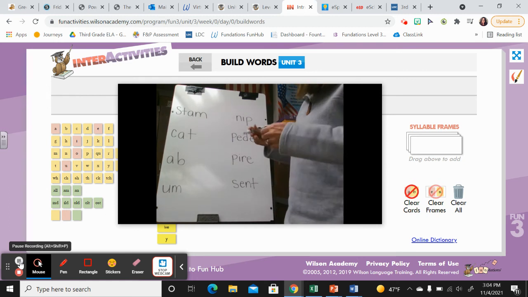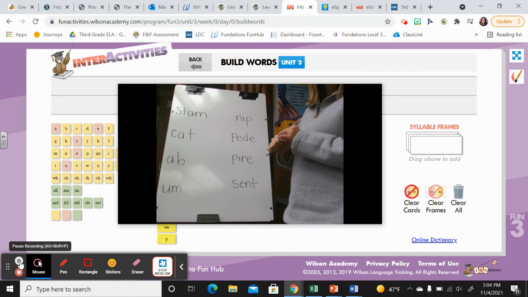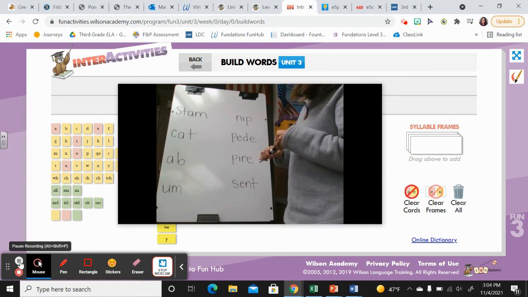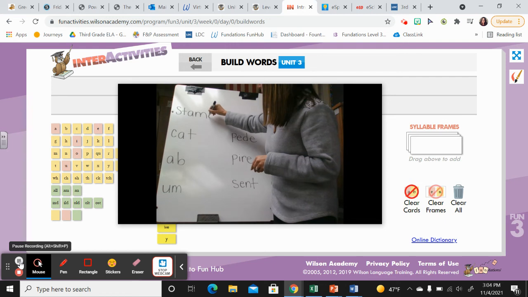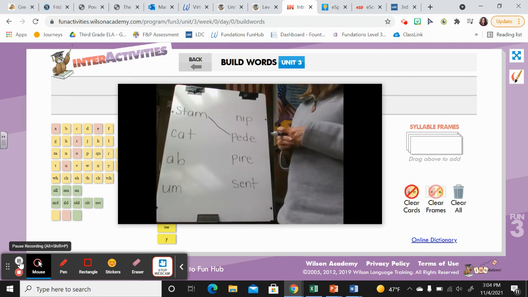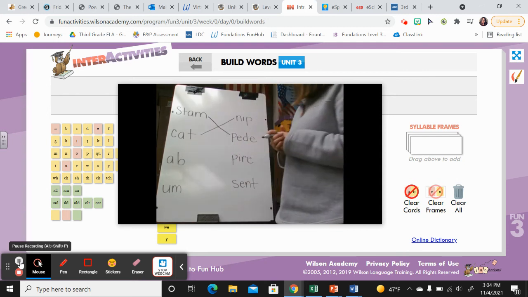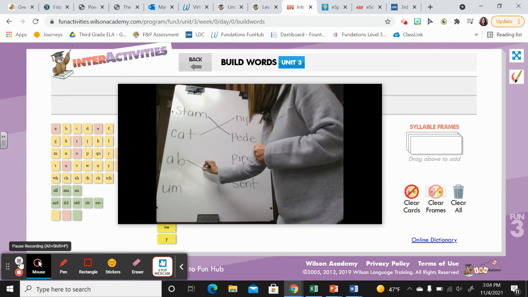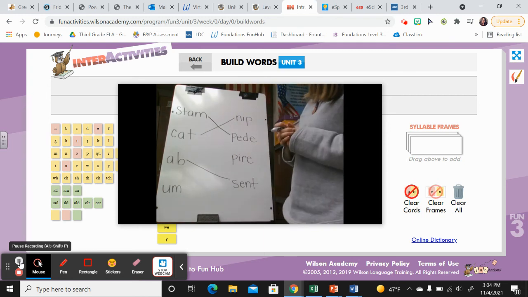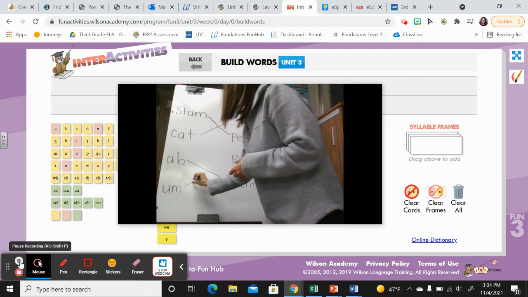Stam should go with what other syllable to make a real word? Right, stampede. So I'll draw a line to connect those. How about cat? Cat should be connected with catnip. Right. What about ab? Absent. If you're absent from something, you're not present. You're not there. How about the last word? Right, umpire.